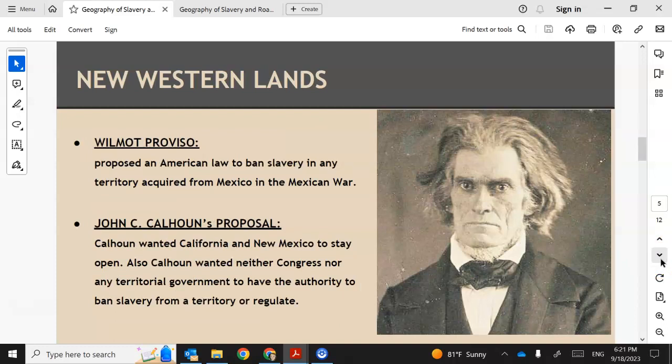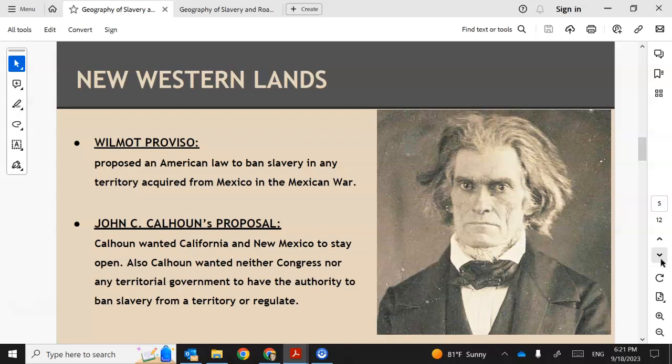So they proposed the Wilmot Proviso, an American law to ban slavery in any land we get from Mexico in the Mexican War. The Mexican cession lands will not be slaveholding states.